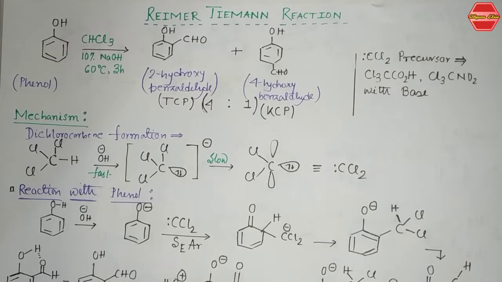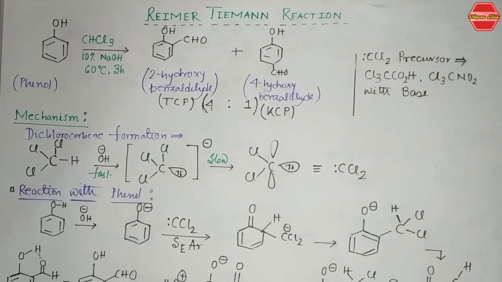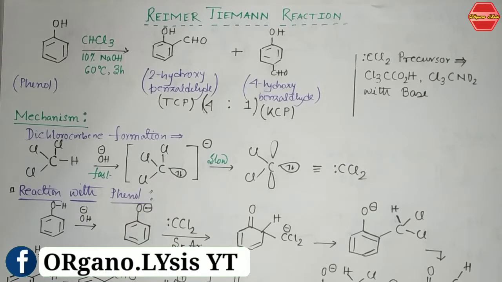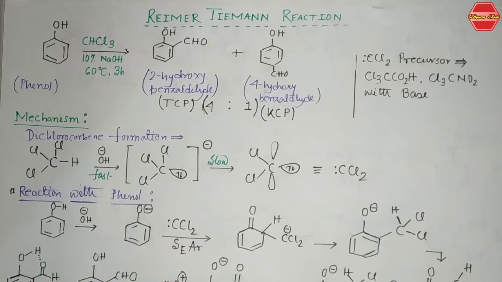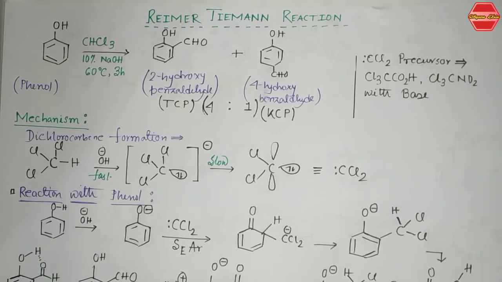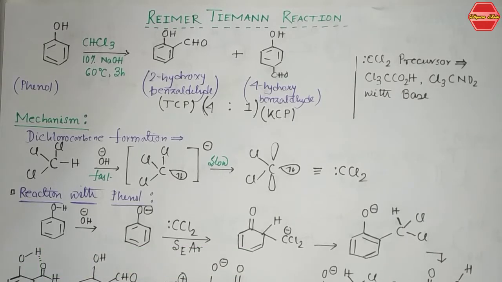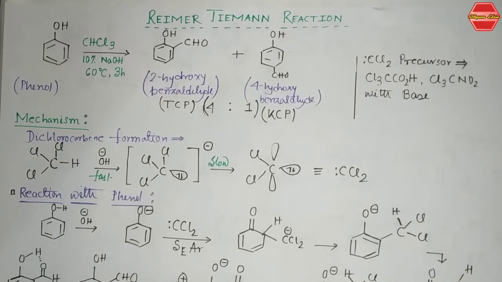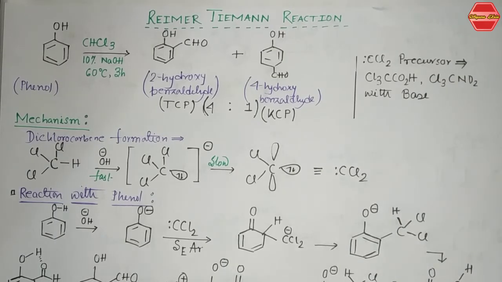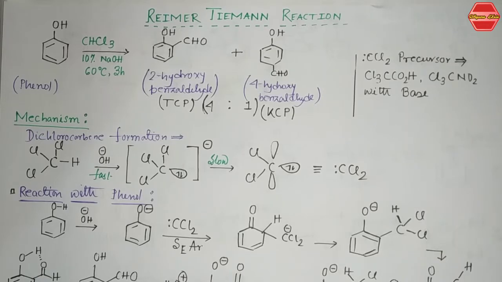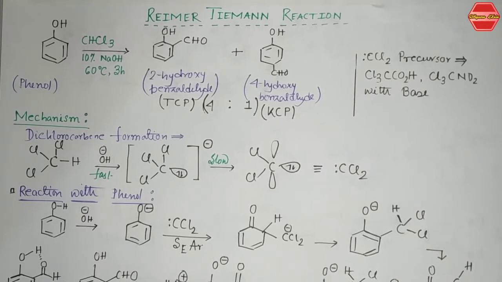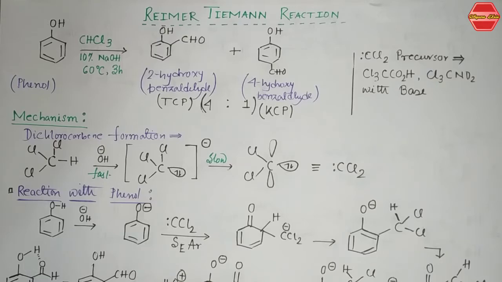Now in this video I will be talking about the important name reaction called the Reimer-Tiemann reaction. This name reaction is very important for MSc entrance or any MSc or BSc undergraduate level, right? This reaction was found in 1876. The two scientists, Reimer and Tiemann, first discovered that from phenol they can prepare salicylaldehyde.